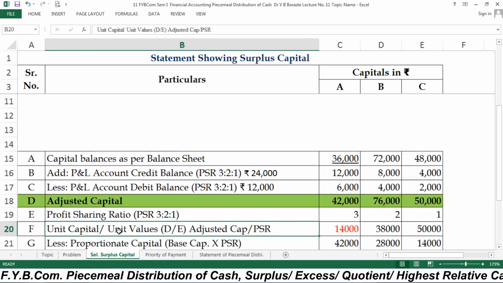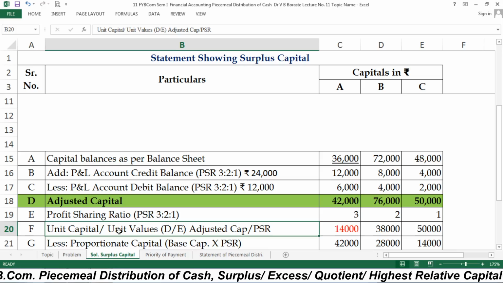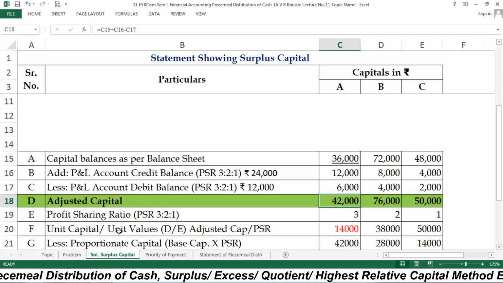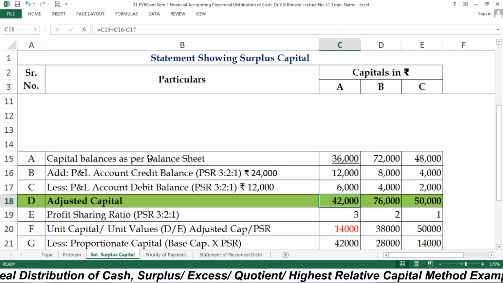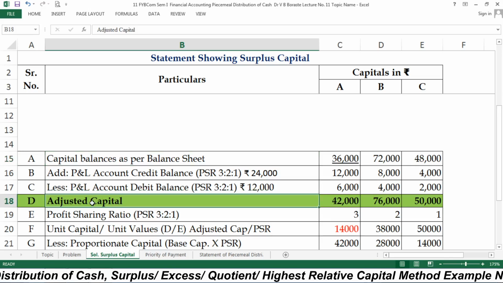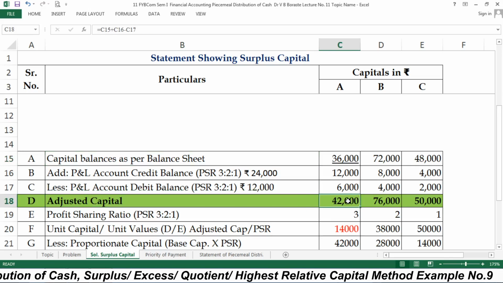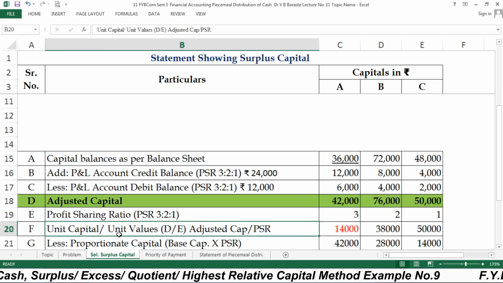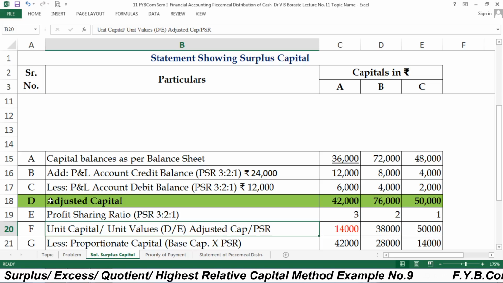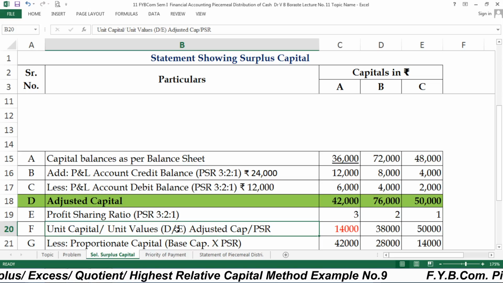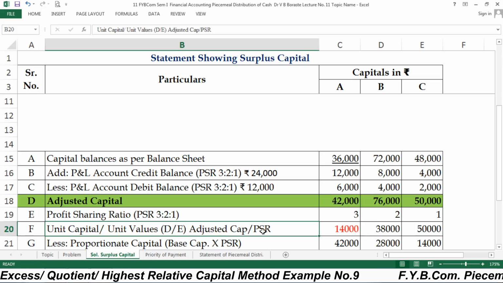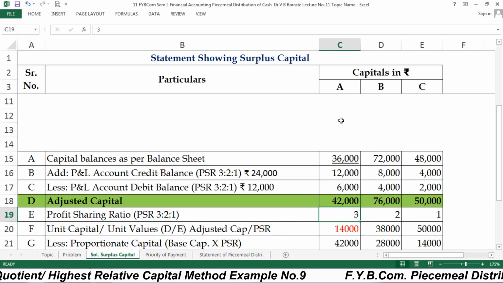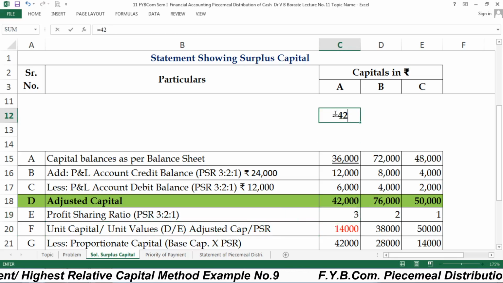After that, we have to calculate unit capital. How can we calculate unit capital? It's very easy. Adjusted capital or capital, whichever is higher. Here capital is less and adjusted capital is higher. So adjusted capital divided by profit sharing ratio equals unit capital or unit value. So 42,000 divided by 3, you can solve it here.